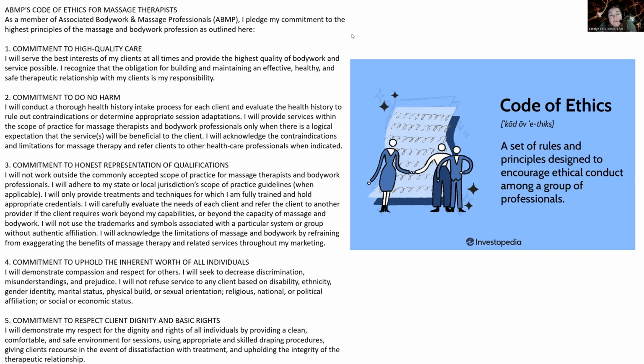Commitment to honest representation of qualifications. You can't tell people that you're certified in things that you're not certified in. If a certain time has passed that you haven't practiced something, you can't tell them that you're certified in it and an active practitioner. I was certified in cranial sacral work quite a while ago, and it's been about 10 years since I've really done a full body cranial sacral workup on anyone.